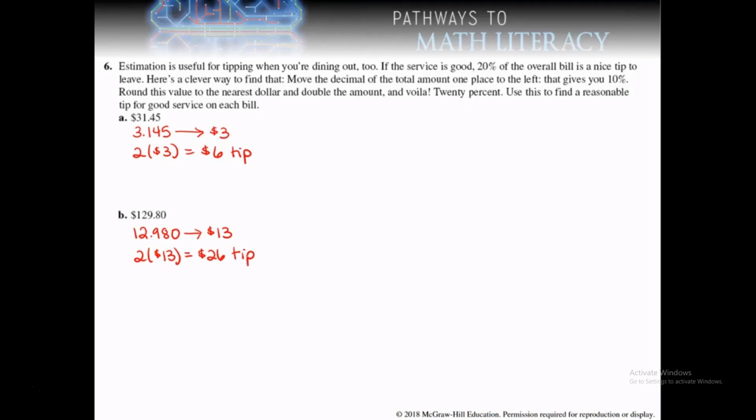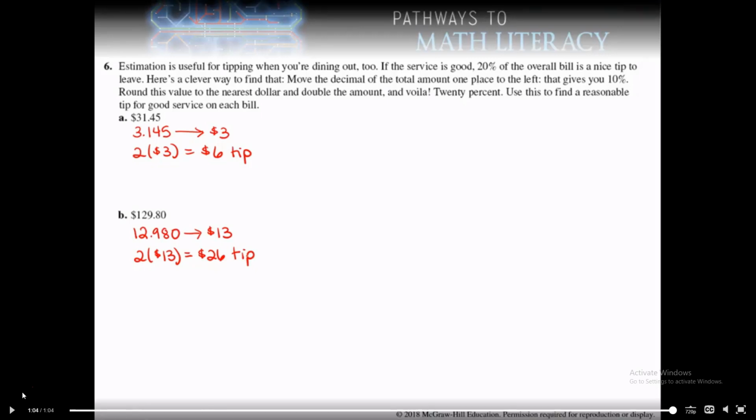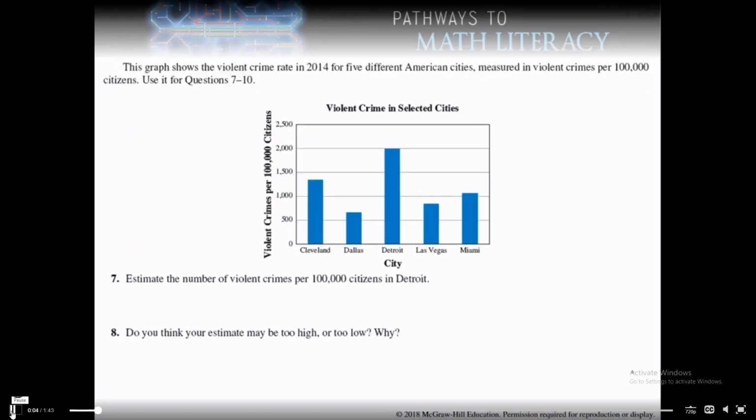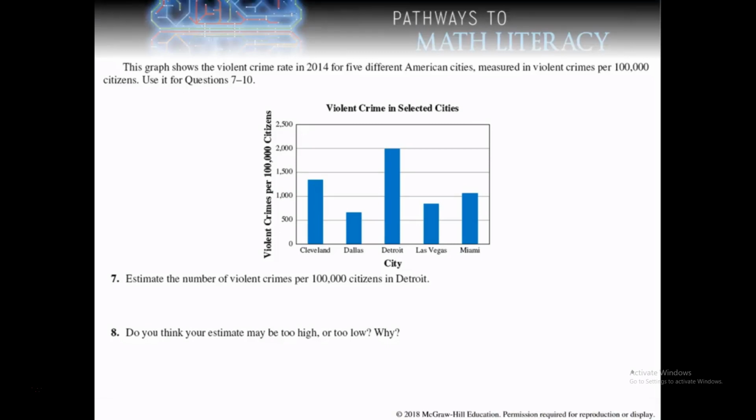Here we're using a bar graph of violent crime rates for 5 different American cities in 2014. These are given as the number of violent crimes per 100,000 citizens. In number 7, we're going to estimate the number of violent crimes per 100,000 citizens in Detroit. So looking at the Detroit bar, it is right about at 2,000.